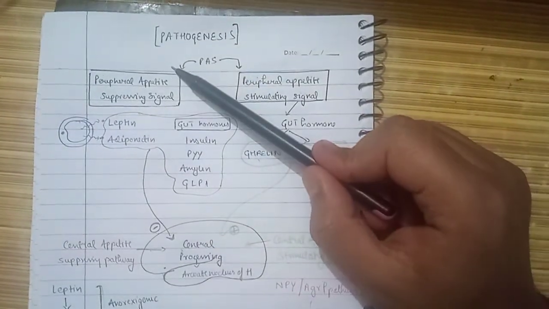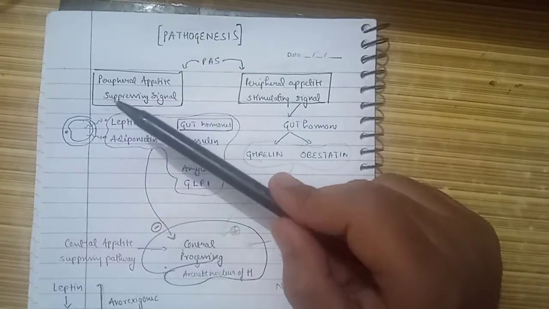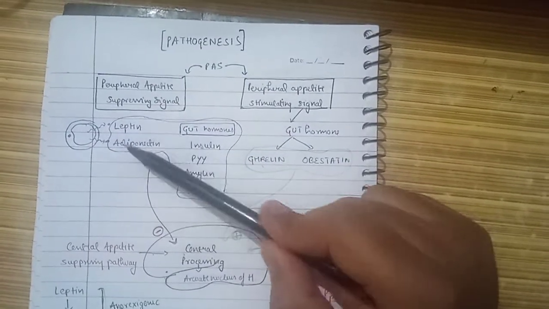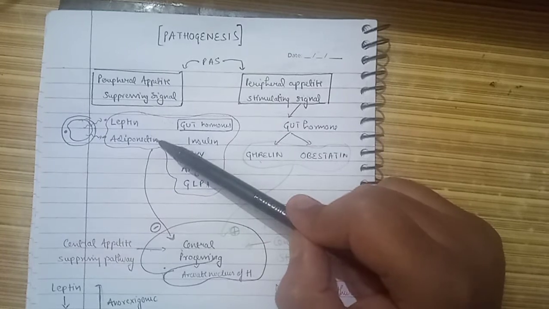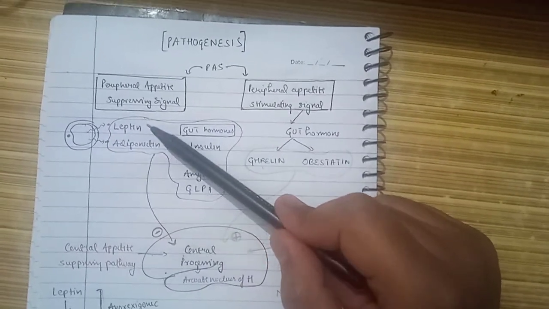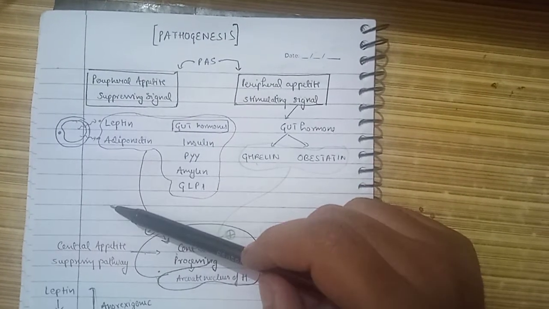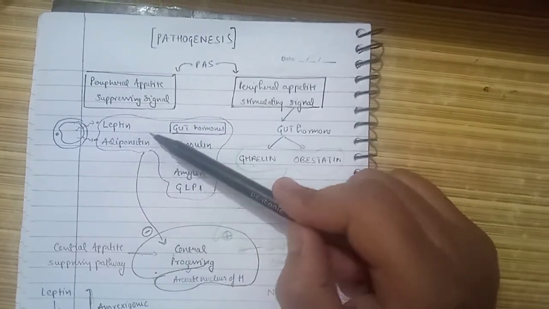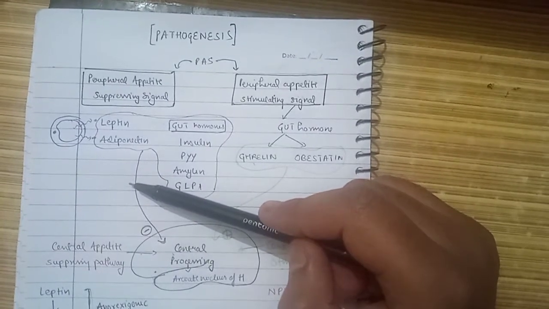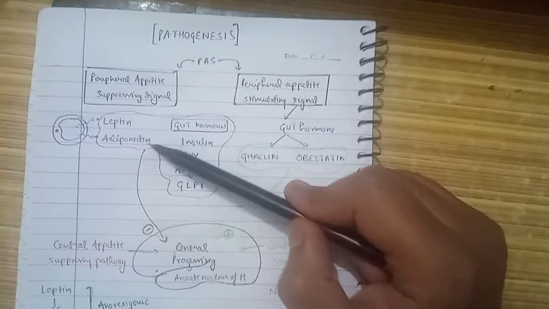The suppressing signals can be through the adipocytes which secrete leptin or adiponectin. Now, adiponectin is something that is also known as guardian angel against obesity. In obese person, there is low level of adiponectin. This is also a cause for insulin resistance in such patients. Okay, and adiponectin is also responsible for thermogenesis.